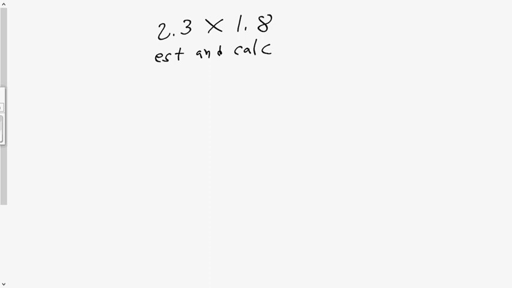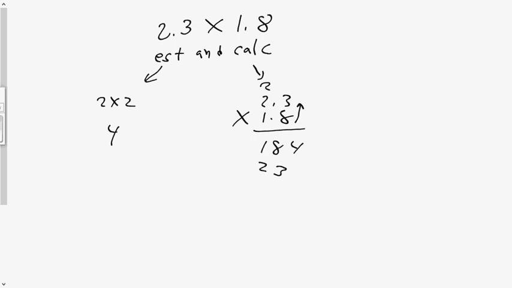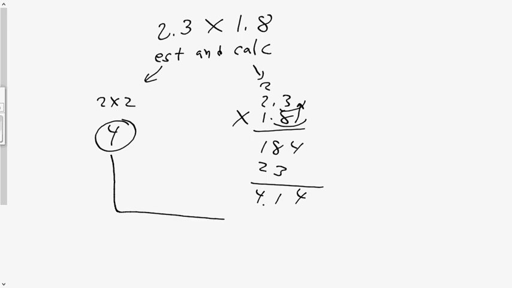Our second question asks us to estimate and calculate. So my estimation will be 2 times 2, which is 4. And my calculation will be 4 times 3 is 24, carry a 2, 16, 18, 3 and 2, 4, 1, 4. 1 decimal place here, 1 decimal place here would be 2 decimal places, or using your estimation of 4, the only place I could put my decimal would be right there. So the answer is 4.14.